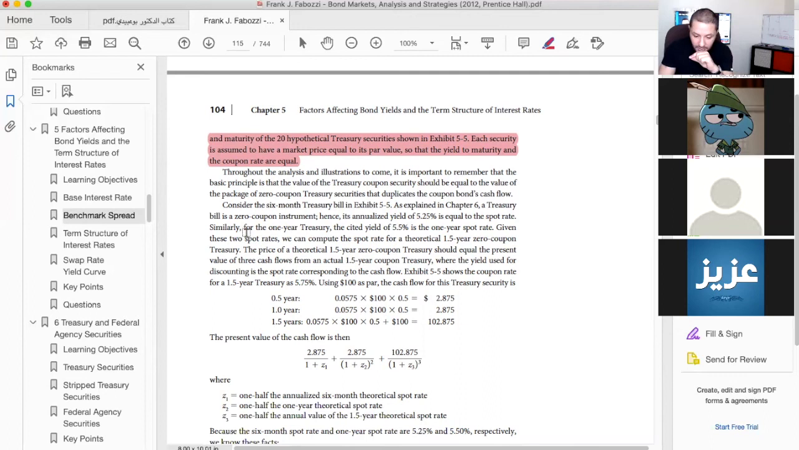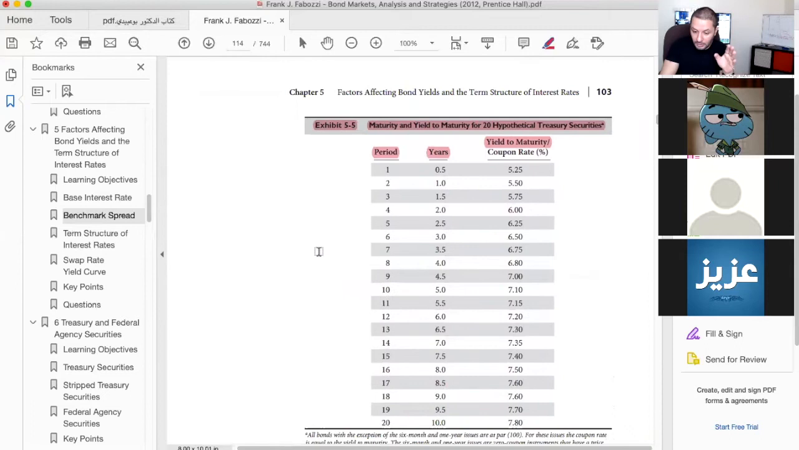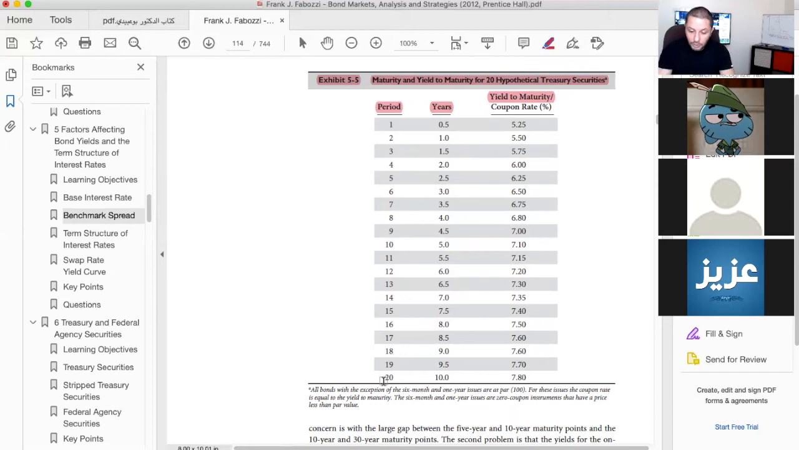Similarly, for the 1-year treasury, the cited yield of 5.5% is also the spot rate, because remember, for 6 months and for 1 year, the zero coupon instrument is already observed in the market. So there is no need to compute the spot rate. We just consider the observed one and use it as a spot rate. Given these two spot rates, we can compute the spot rate for a theoretical 1.5-year zero coupon. Now, this is the problem. Through all these periods, we have just two observed zero coupon instruments, for periods one and two. For all the remaining ones, we do not have zero coupon instruments, so we have to compute the theoretical spot rates. Let's start with period number three, which corresponds to 1.5 years.